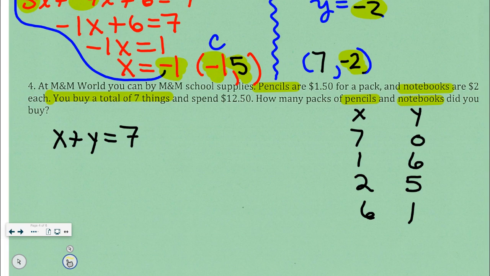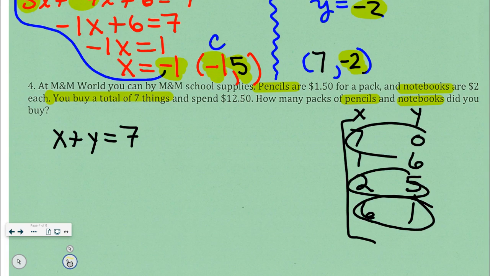But like it says over here, that's a whole lot of options. There's only 1. Right? I walked out of that store and I either had 2 and 5 or I had 6 and 1 or I didn't buy any notebooks. So how do I figure out which one of those pairs it is? Or maybe it's 4 and 3 or 3 and 4. I don't know. Well, they told me how much money I spent. So it said that they're $1.50 for every pack of pencils. And my pencils are X.